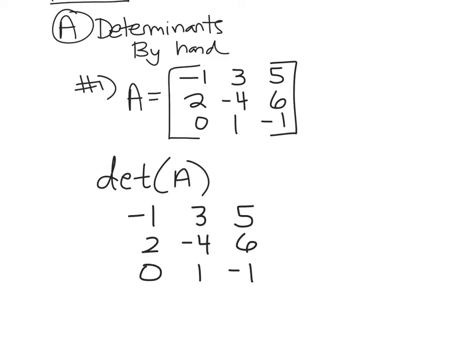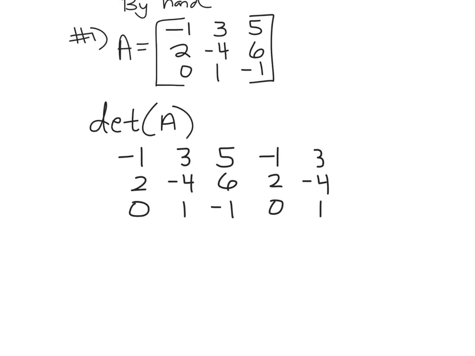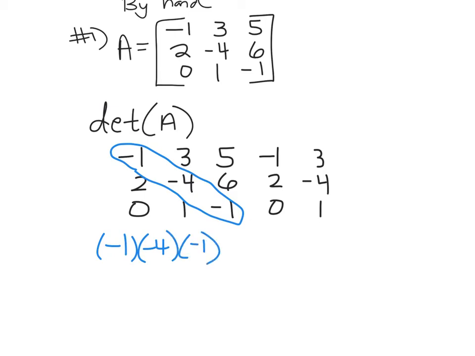All right, now take your first 2 columns and rewrite them. So see this -1, 2, 0? We're going to rewrite that, -1, 2, 0. And the middle one, 3, -4, 1, you're going to write it here. All right, and now we're ready to find the determinant. You're going to start in the left-hand corner and multiply the diagonal. So -1 times -4 times -1. What is that? -4. Good.